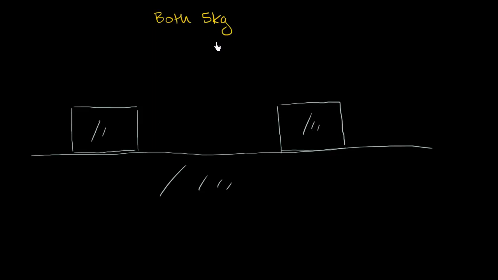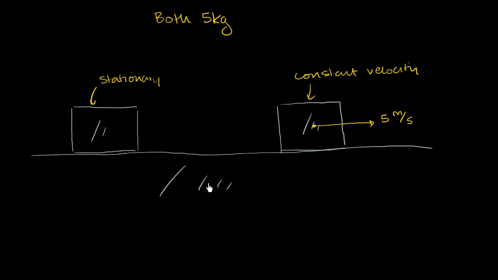And the only difference between the two is that relative to the pond, this one is stationary. And this one is moving with a constant velocity in the rightwards direction. And let's say that its constant velocity is 5 meters per second. And the whole reason why I made blocks of ice on top of ice is we're going to assume, at least for the sake of this video, that friction is negligible.